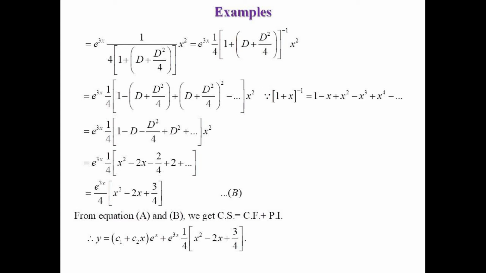So if we try to apply this formula, then the second line of this slide becomes e raised to 3x upon 4. Then if we apply this formula, the expansion is 1 minus x, where the value of x is D plus D square upon 4, plus x square, that means D plus D square upon 4 its square, and so on. So now the question arises: how long do we have to expand this term?